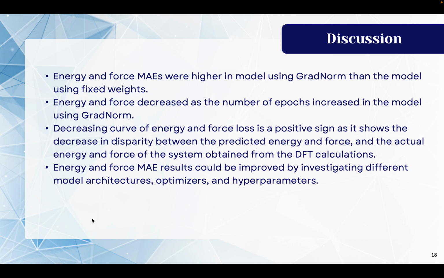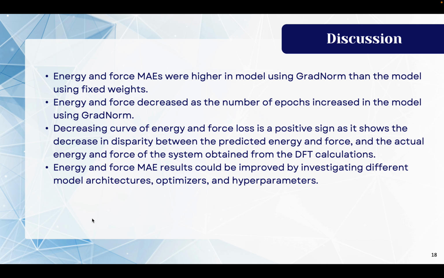Energy and force MAEs were higher in the model using GradNorm than the model using fixed weights. Energy and force loss decreased as the number of epochs increased in the model using GradNorm. A decreasing curve of energy and force loss is a positive sign as it shows the decrease in disparity between the predicted energy and force and the actual energy and force of the system obtained from the DFT calculations.